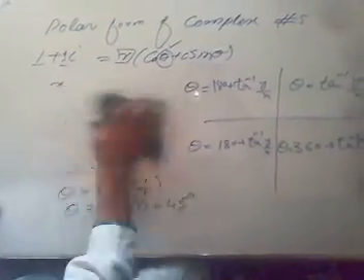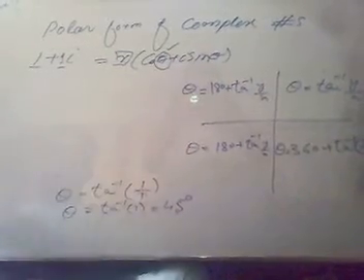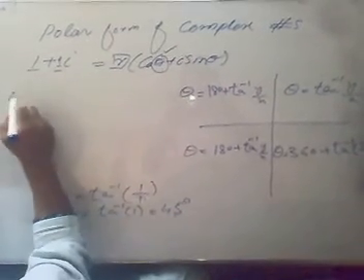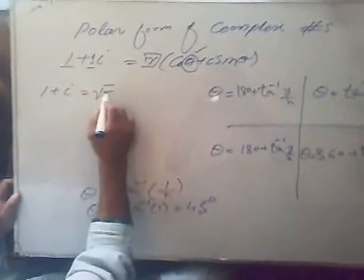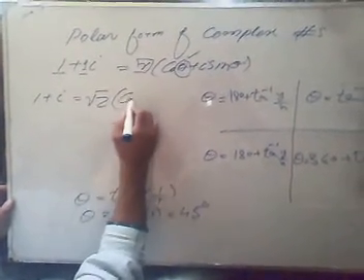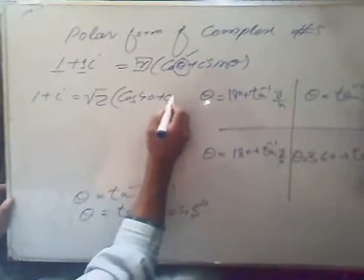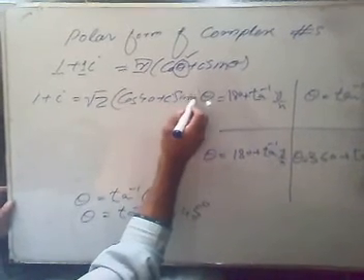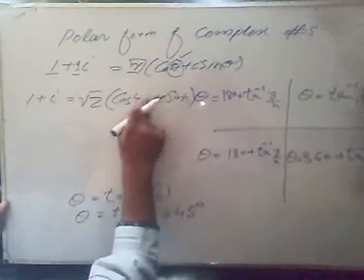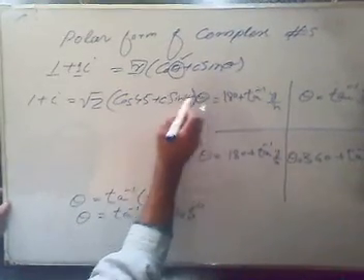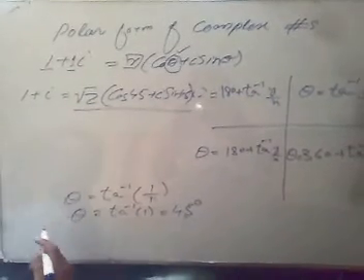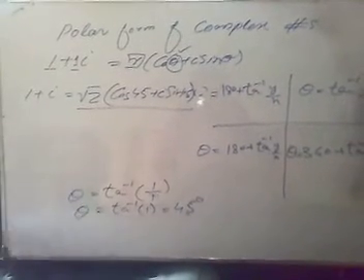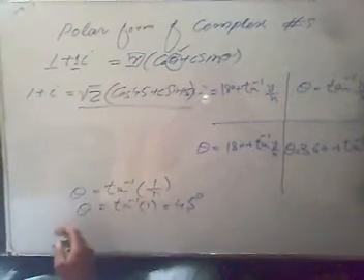and it will be 1 plus iota equals r, which is under root 2, cos 45 plus iota sine 45. So this is the polar form of 1 plus iota. Let me solve a few other examples in other quadrants.